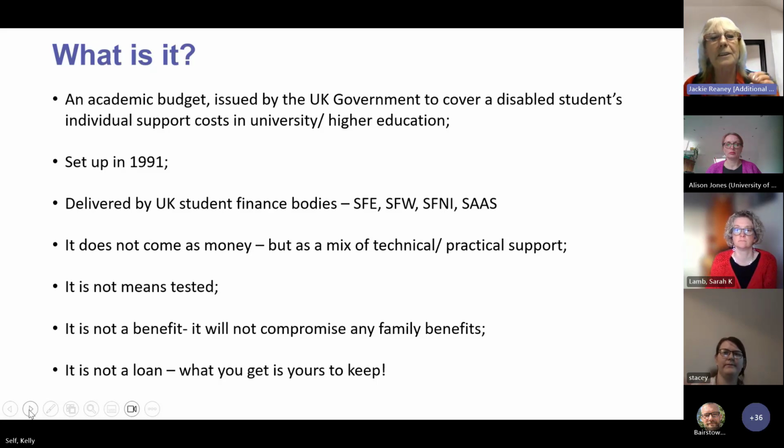So it's delivered by student finance agencies. It's not money, it's not means tested, so it doesn't matter what your family income is. It's not a benefit. It won't compromise any family benefits that you are already receiving. And lastly, it's not a loan. You don't have to pay it back. Whatever you get through this is going to be yours to keep as a student in university or higher education.